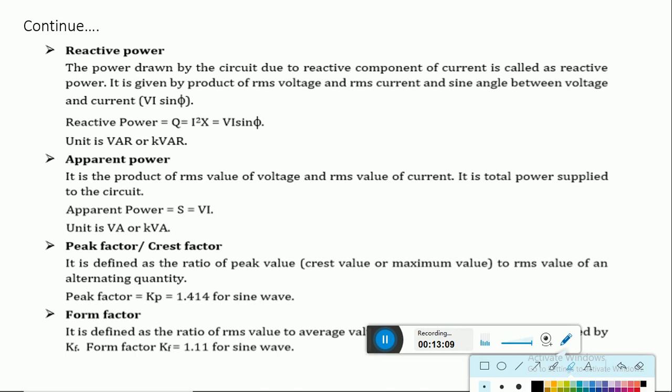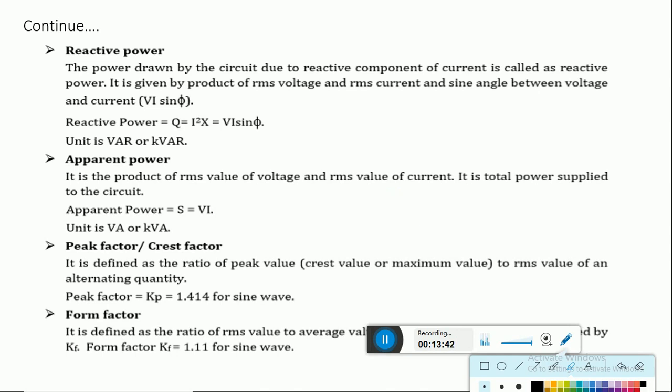Apparent power is basically the resultant power of reactive power and active power. We have a system that may be inductive in nature or capacitive in nature, or a combination of inductor and capacitor. Then the resultant power consumed by those appliances or that system is called the apparent power. It is the product of the RMS value of the voltage and the RMS value of the current. It is the total power supplied by the circuit.